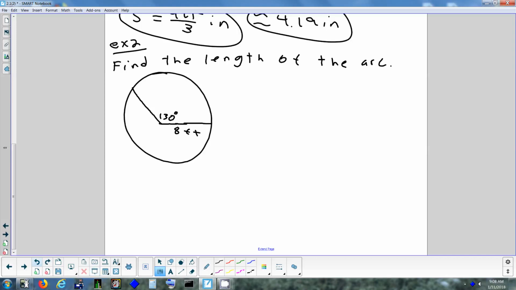So Caitlin, since it's an arc length problem, can you give me the formula for arc length? Yep, S equals R times theta. And now we're going to fill in what they give us. Let's start with 8 feet. How about Cassandra? Where's the 8 feet going to go? R. Yeah, that's my radius. It's measuring that distance.